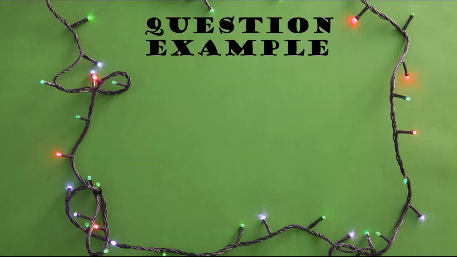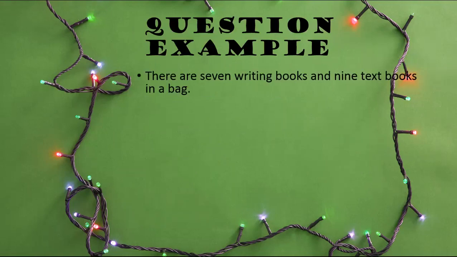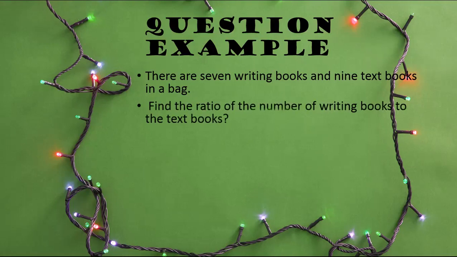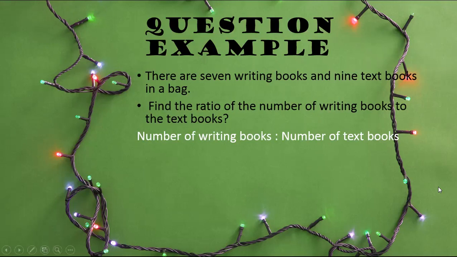Now let's take one example question. If there are 7 writing books and 9 textbooks in a bag, find the ratio of the number of writing books to the number of textbooks. We will write the number of writing books ratio the number of textbooks. Again, the order in which they have to be written is very important. In the question, it's written find the ratio of the number of writing books to the number of textbooks. So we have written the number of writing books first, then ratio, and the number of textbooks. So it is 7 ratio 9.